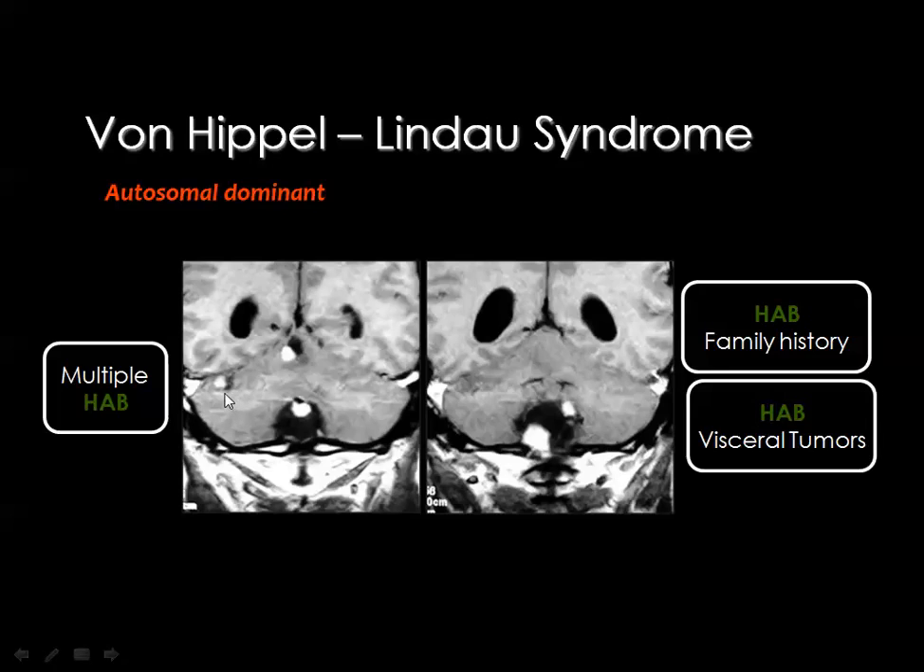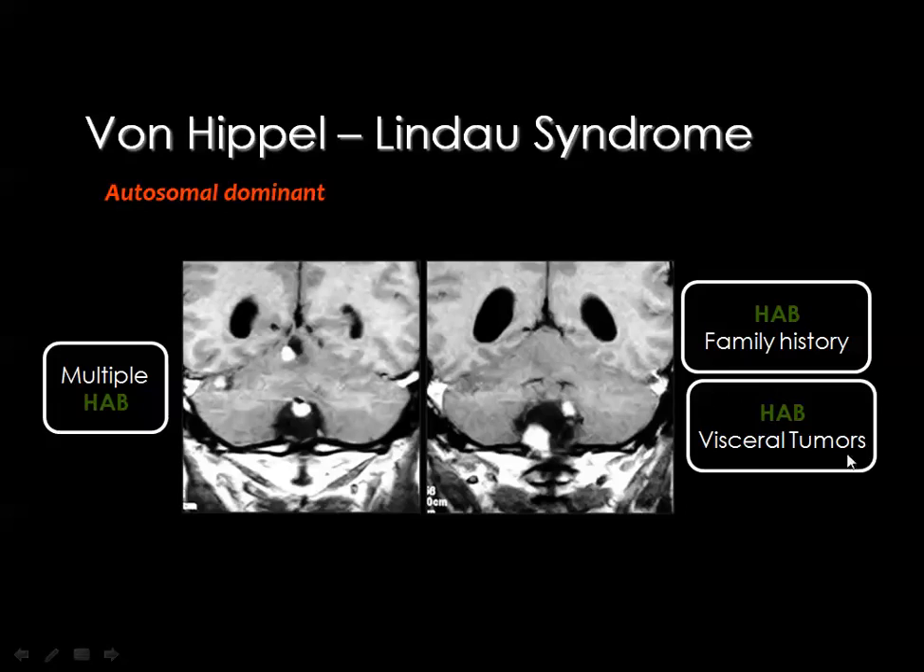Then in order to diagnose von Hippel-Lindau syndrome, you should have one of three criteria. Number one, the patient had multiple hemangioblastomas like this one, or the patient had a hemangioblastoma with a positive family history for the same disease, or the patient had a hemangioblastoma and also has some visceral tumors like the tumors in the kidneys, tumors in the pancreas.